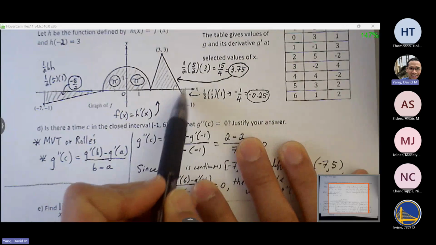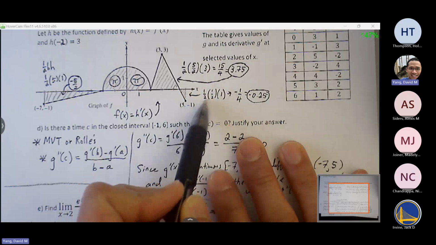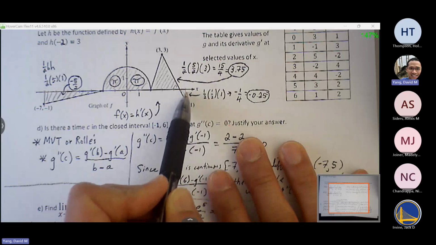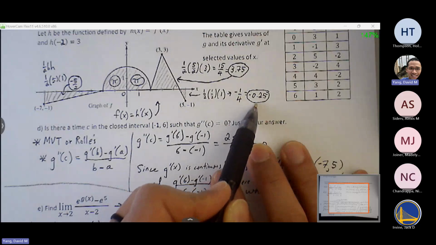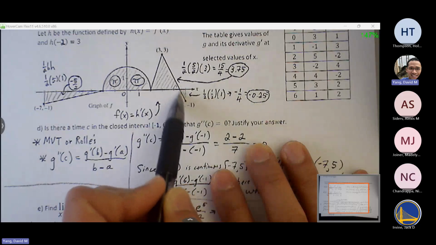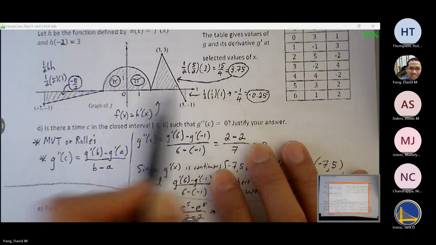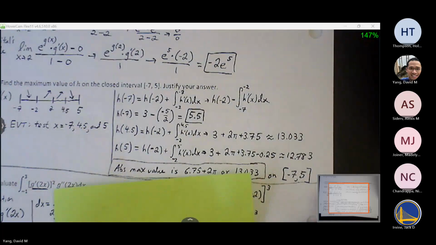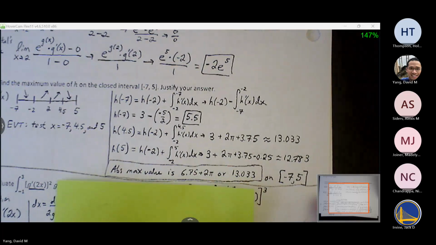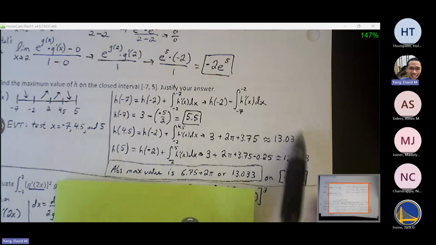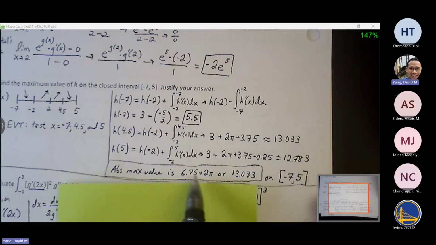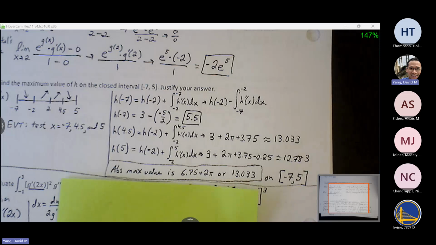My bad. This triangle here is 1/2 base times height. The base is 1/2. The height is 1, so it's actually -1/4 or -0.25. Sorry, I said -1/2. That should be -0.25 for this small triangle here. And then when we compare all these values, we know the highest will be the absolute max. So the highest y value we see is that 13.033 or 6.75 plus 2 pi.